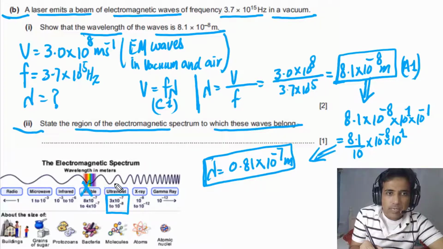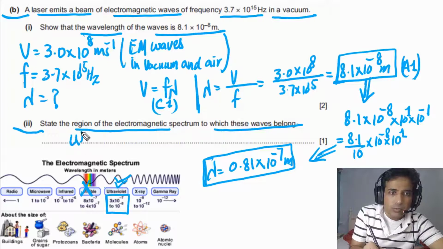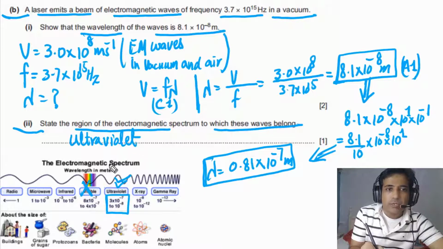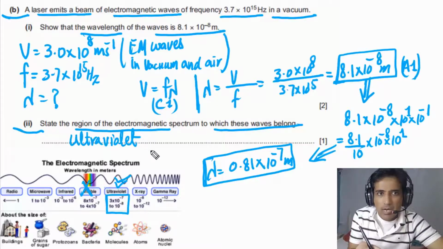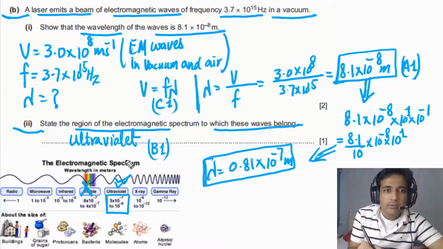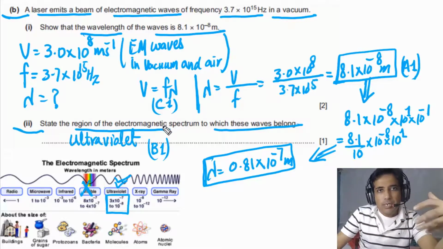So it means that this belongs to ultraviolet. So here we need to write down this belongs to ultraviolet. Simply you can say this belongs to UV. So the answer for this question is ultraviolet, and this question has only 1 mark, and that one should be B mark. If you have written ultraviolet, you will get 1 mark. This is how marks will be awarded.